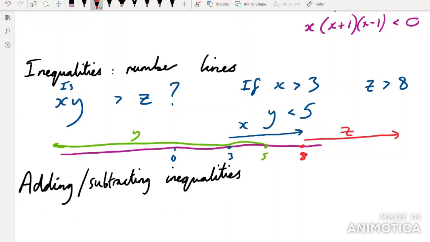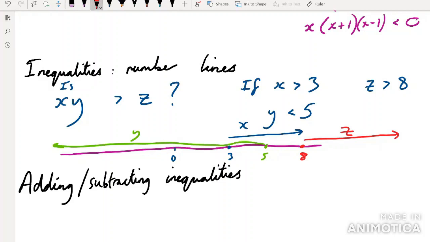Obviously this is just a question I've come up with. It's not particularly interesting, but effectively, is xy definitely greater than 8? Well, have a look at that. The answer is obviously no, because you can just mess around and come up with things. If y is negative, then xy is negative, so there the answer would be no.